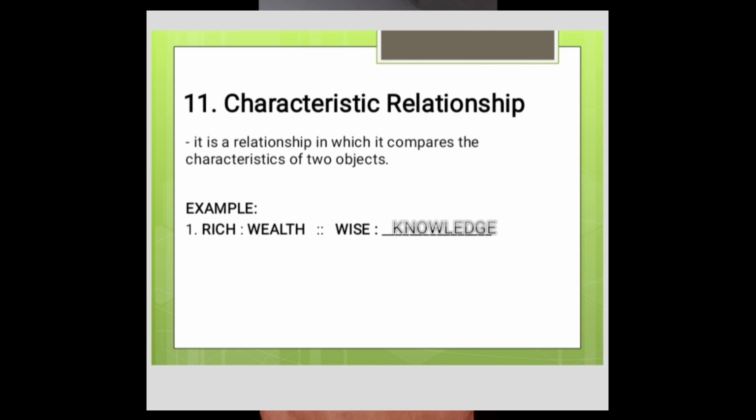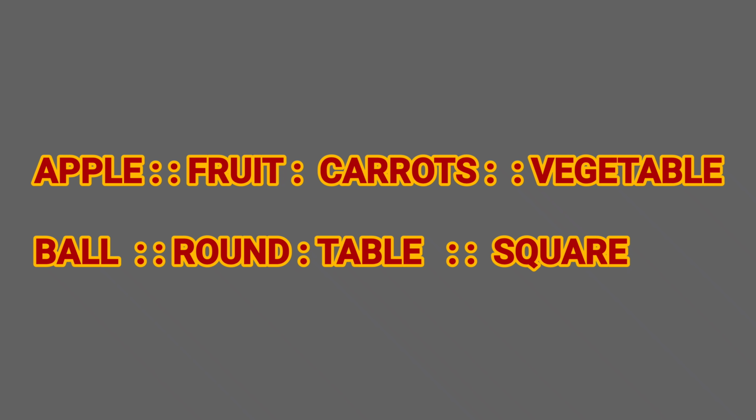Characteristics relationship. It is a relationship which compares the characteristics of two objects. It is also something that describes something else. For example, apple is to fruit, as carrot is to vegetable. Ball is to round, as table is to square. And sky is to blue, as grass is to green. The examples that I've given describe the characteristics of the word. That's why we call it characteristic relationship. Let's proceed to number 12.